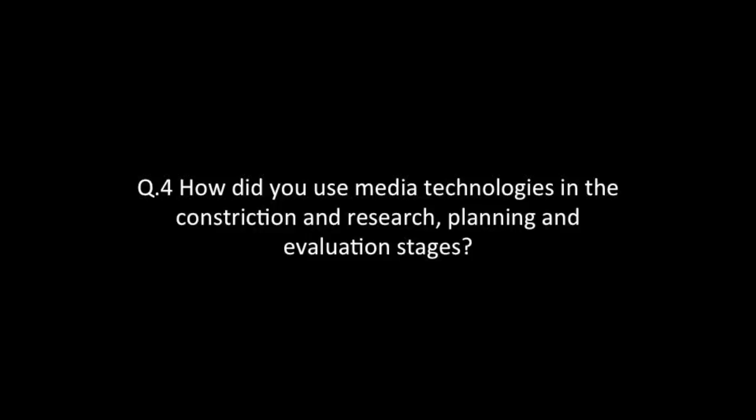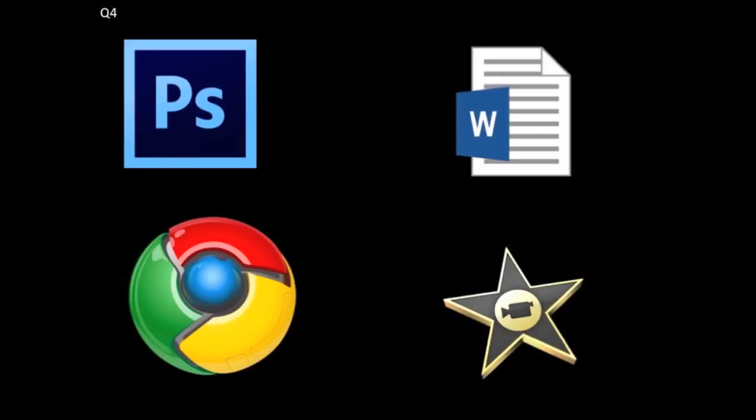Question 4. How did you use media technologies in the construction and research, planning and evaluation stages? I used a lot of different media technologies in the construction of my horror production. In the initial stages, when I was researching for my production, I used Web 2.0, specifically Google Chrome. I used it to look into different media texts already available and research different horror codes and conventions. I also used this to gather inspiration for my production by watching different trailers and looking at different covers.